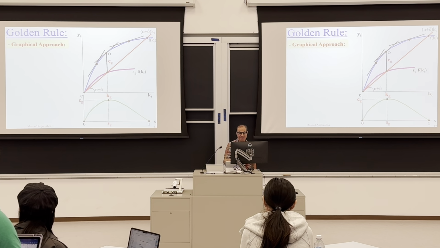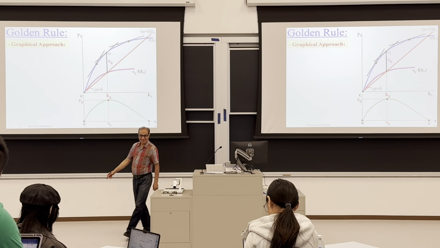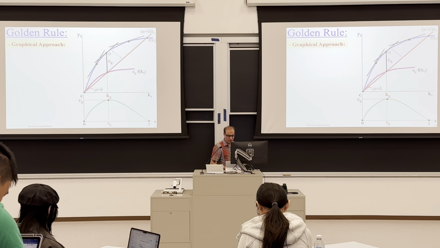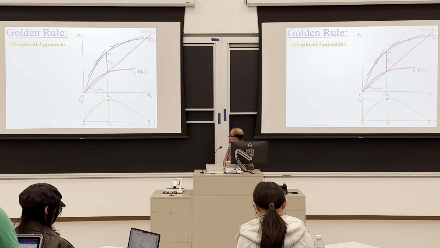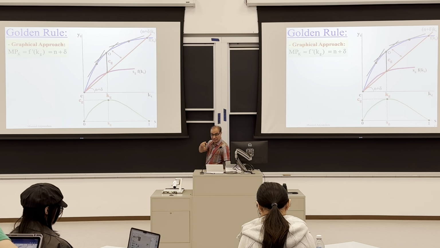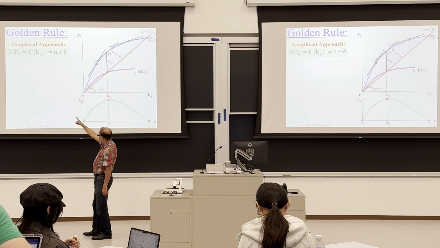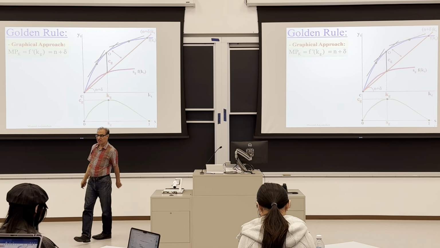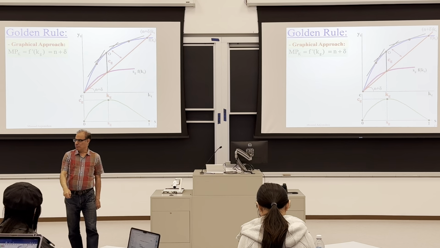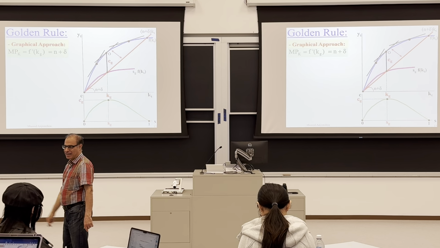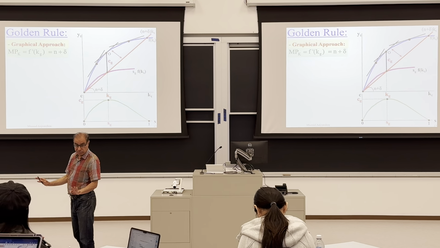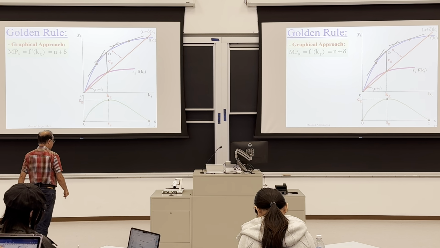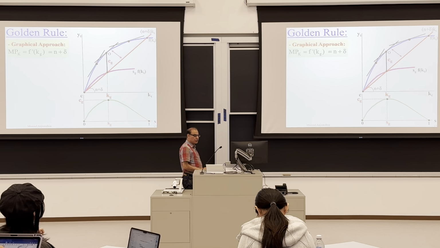You see that? Parallel. Okay. So this is parallel. So this is exactly what he said. The slope of the production function, the marginal product of capital, is equal to n plus delta, the slope of the depreciation line, because the depreciation line and the tangent are parallel. Okay. By the way, this is just graphical. We are going to find it mathematically in a few minutes.